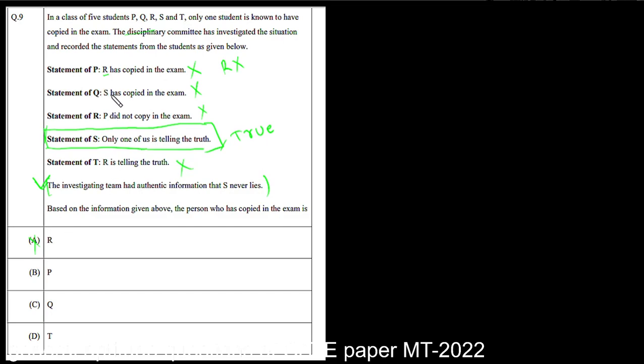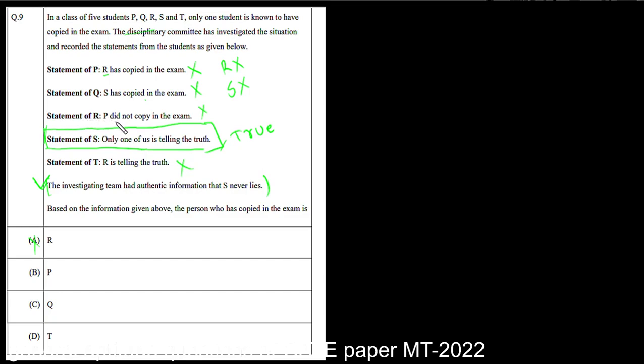Now the statement of Q says S has copied in the exam. Again this statement is false. So we can say S has not copied in the exam. In the options, S is not given. So now let's move to the statement of R.